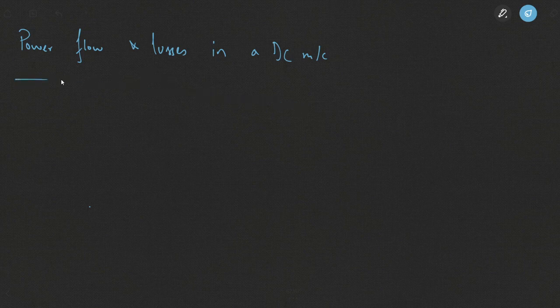Now the last part of today's lecture, we will be doing the power flow study in case of a DC machine. Power flow and losses in a DC machine. So as we know, the generators basically consume the mechanical power and convert it into electrical power, and the motors basically do the reverse of this.